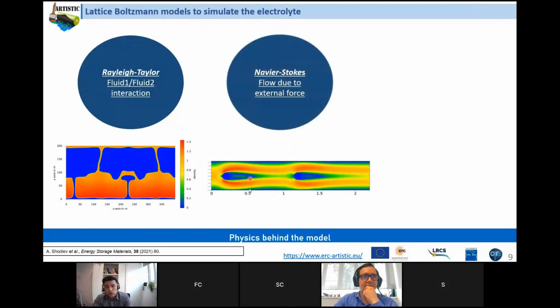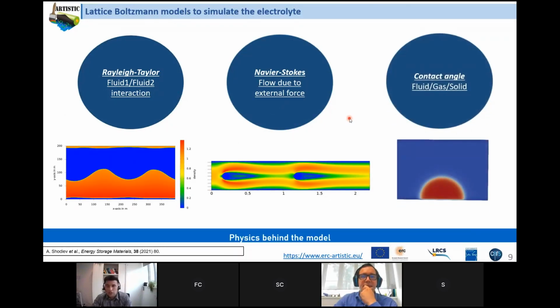The second thing that goes on is that we have some particles and applied pressure or applied gravity, which makes the fluid move. And for the fluid going through the particles, we need the Navier-Stokes equations. And the last part of the puzzle is contact angle, because we have two fluids, fluid and gas, let's say, and then a solid. And accordingly, we take the contact angle into account. So these three models were developed separately. Then we combined them into one and moved to the 3D representation.